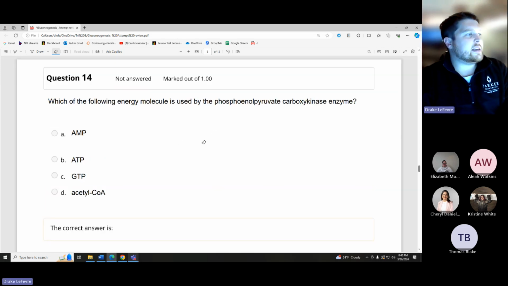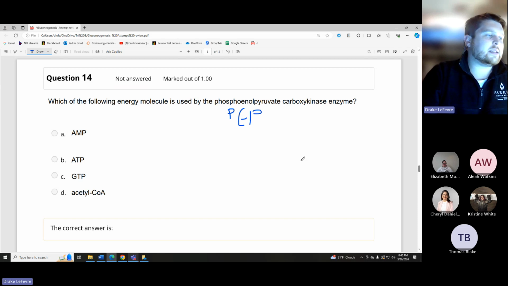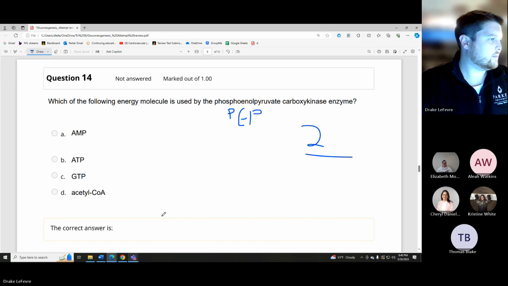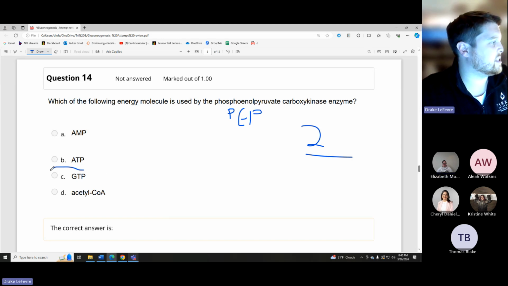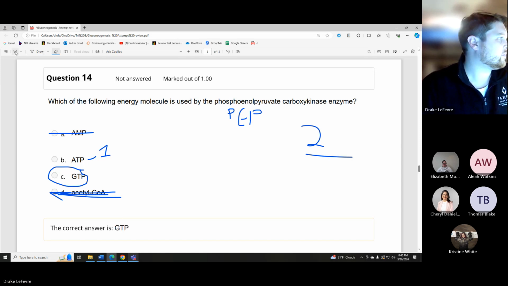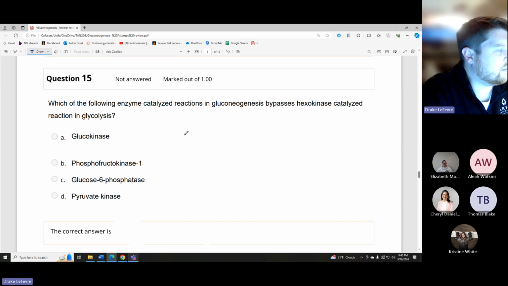Which of the following energy molecules is used by the phosphoenolpyruvate, aka that PEP carboxykinase enzyme? Now, first of all, is this step 1 or step 2? This is the second one. Yeah, this is step 2. So are we using AMP, ATP, GTP, or acetyl-CoA? GTP. Yeah, we're going to be using GTP. ATP we use in step 1. AMP, if that's present and we're doing glycolysis. Acetyl-CoA, that's a continuation of glycolysis into the Krebs cycle. Good job.